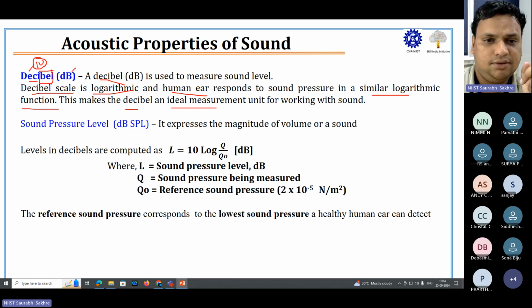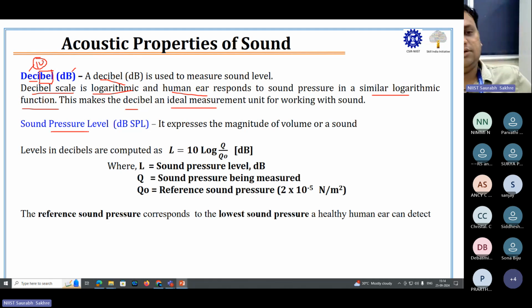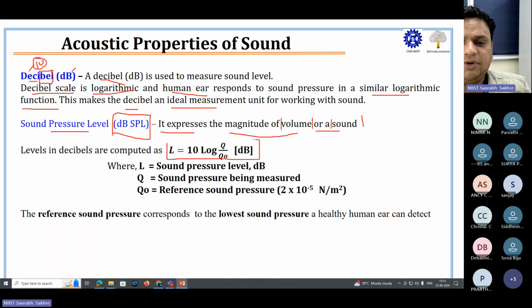Then this is dB. Now I want to report it in terms of pressure level, so I have converted it as dBSPL, sound pressure level. And what does it do? It expresses the magnitude of volume or sound. Magnitude means its intensity, and we have heard about magnitude already in previous classes. So levels in decibels are computed as L equals 10 log Q by Q naught.